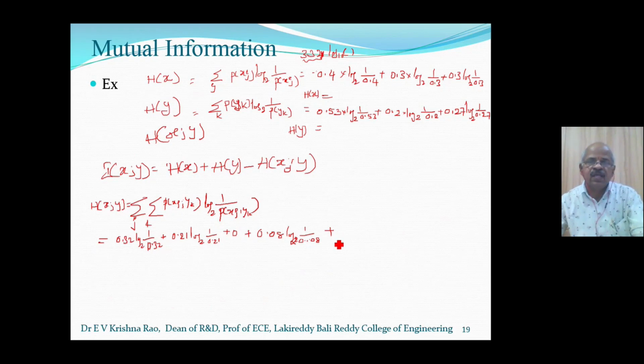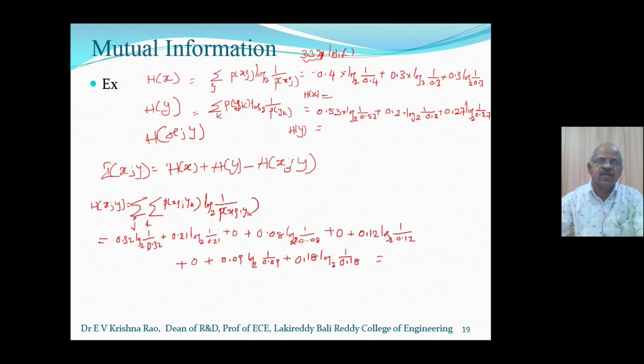plus 0, plus 0.12 logarithmic base 2 of 1 by 0.12, plus 0, plus 0.09 logarithmic base 2 of 1 by 0.09, plus 0.18 logarithmic base 2 of 1 by 0.18. There are 9 terms, sum of all you will get.